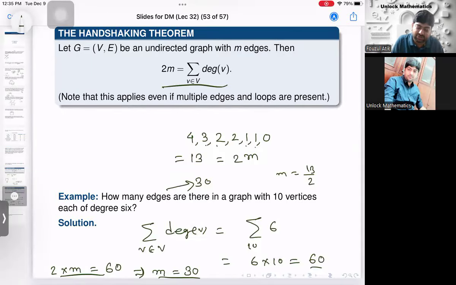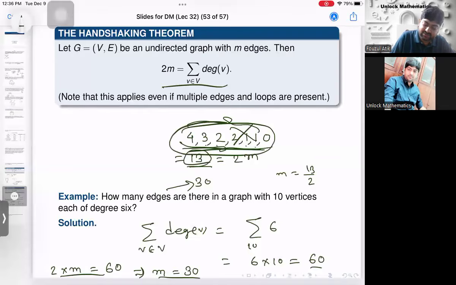The sum of the degrees should be an even number, right? But in this example, it is not an even number. So this is definitely not the degrees of some graph. We call it a degree sequence. I know by the handshaking theorem that the sum of the degrees should be an even number, but here if I add all the degrees, it gives 13, which is not possible. Therefore, this sequence is not an example of graph degrees.